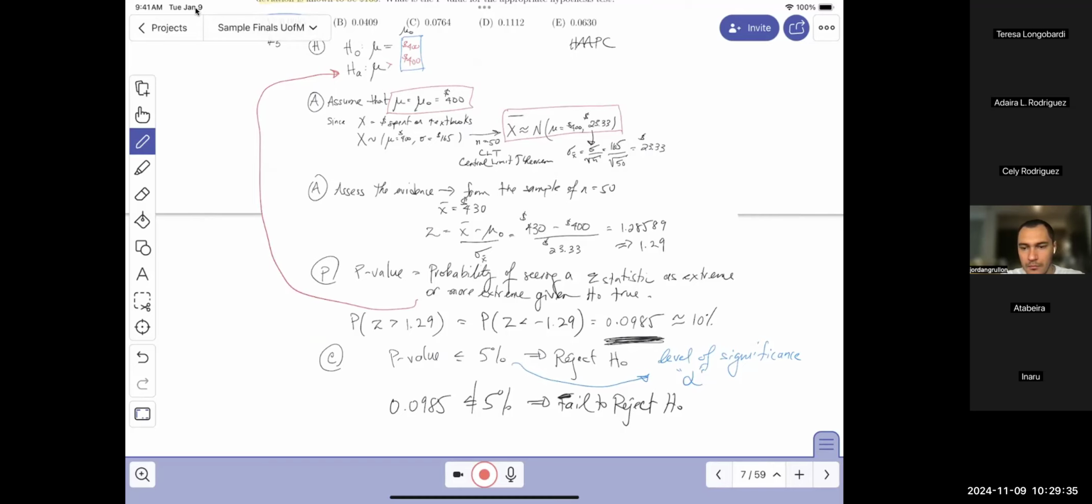Okay, so we don't reject the null hypothesis. There is insufficient evidence to reject. The result is not significant. These are different ways to say the same thing. All right, so you guys did well.